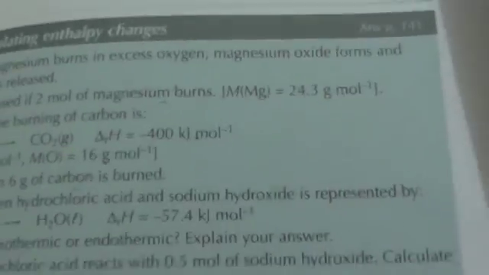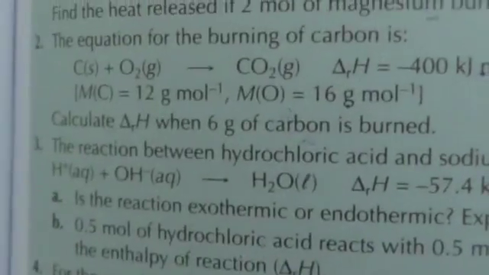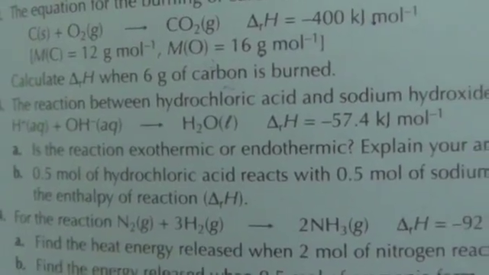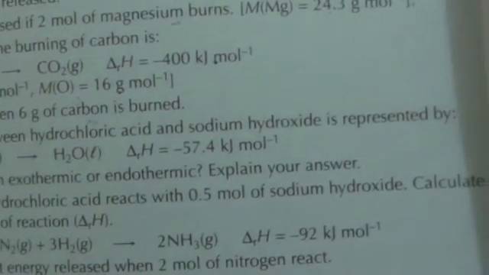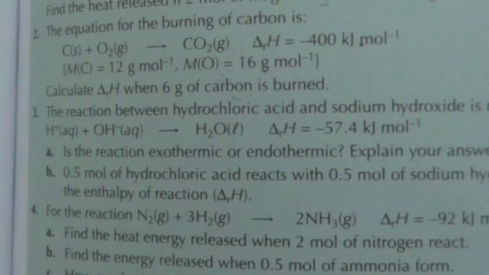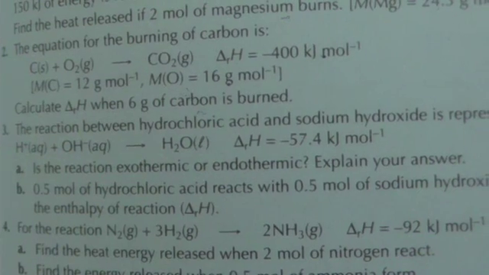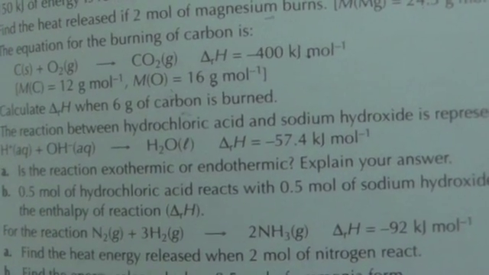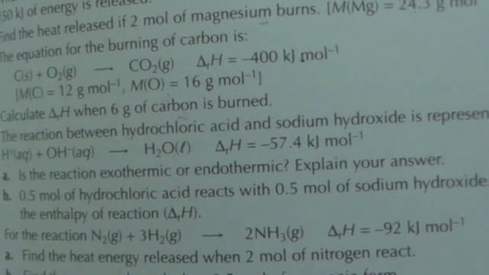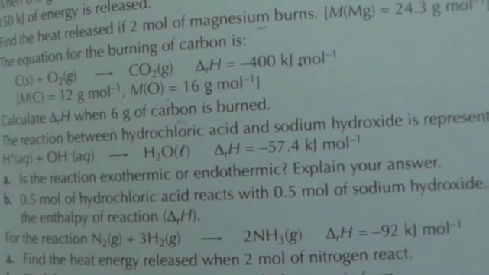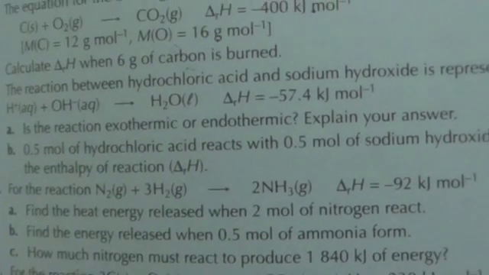Now let's look at the third question in this book. The third question reads like this. The reaction between hydrochloric acid and sodium hydroxide is represented by an equation. H plus ions react with OH minus ions to form water, liquid water. We know that that is neutralization. The delta H for that reaction is negative 57.4 kilojoule per mole. So the two questions that follow that.